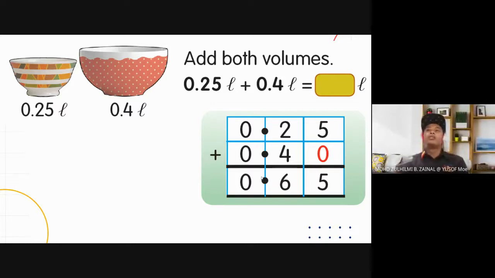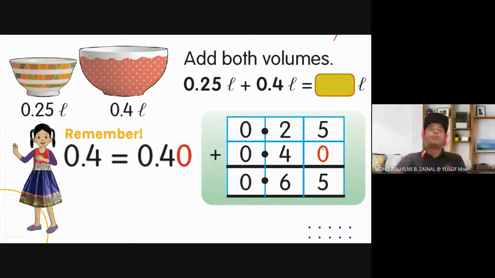So 0.25, 0.4. Remember 0.4 ni kan ada 0, right? Then you put 0 because 0 tu easier for you to add later. Nanti tak ada number, nanti kamu keliru. You put 0.04 kan salah lah. So the calculation should be 0.25 plus 0.40. 0 tu letak bawah 5 tu. Maksudnya the hundredths place value dia 0. Okay, so you just add as usual 5 plus 0, 5, 2 plus 4, 6, 0, 0, 0. Okay, that's all. Okay. So remember lah 0.4 is equals to 0.40.